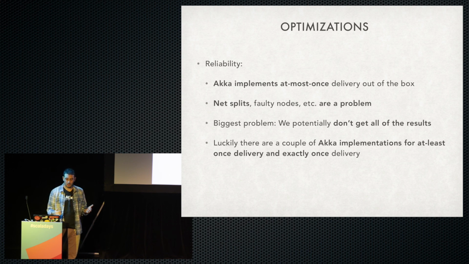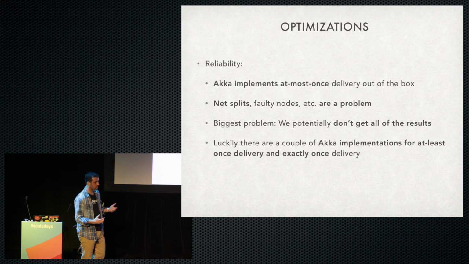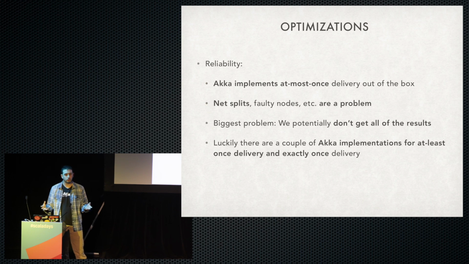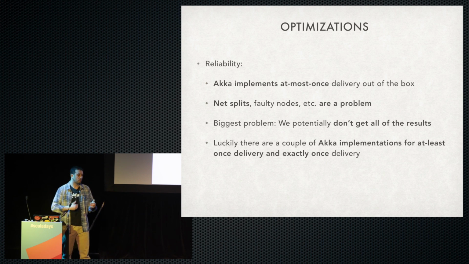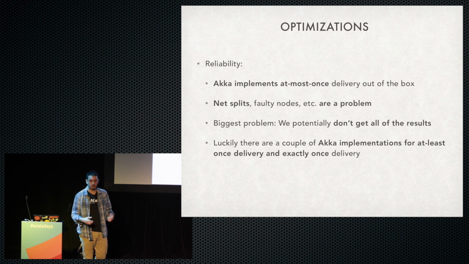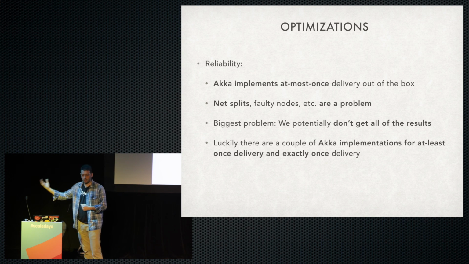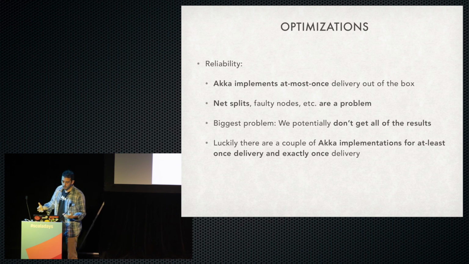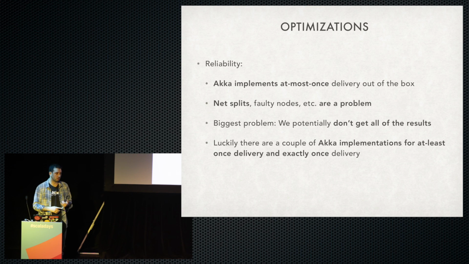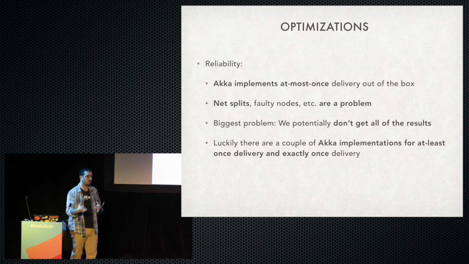From a reliability perspective, Akka implements at most once delivery out of the box, which means that for net splits or faulty nodes or things like that, you're going to lose results, right? I'm traversing the graph and I get to one actor and that actor wants to send edges to the next actor and all of a sudden it can't reach it. So what happens to that message? Does it just go away? Am I not going to get that result? That's going to be a major problem. Well, luckily there are many implementations of at least once delivery and exactly once delivery within Akka. So we can go and grab that and implement it, but that would be in addition to what Akka implements natively.